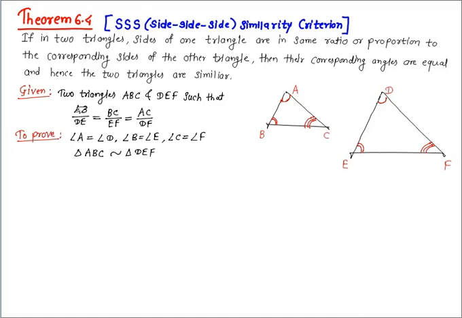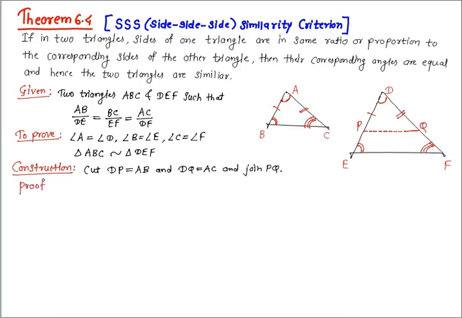Now to prove this, we will use the concept of congruency of triangles similar to theorem 6.3, and we will cut the bigger triangle DEF at points P and Q in such a way that AB is equal to DP and AC is equal to DQ. So let's write the construction here. Cut DP is equal to AB and DQ is equal to AC and join PQ.